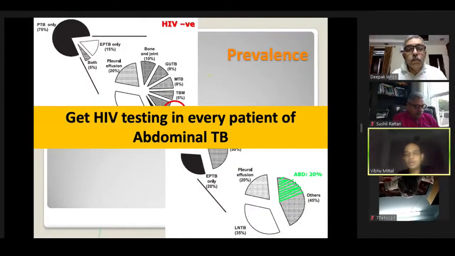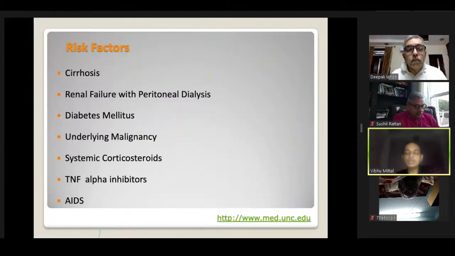Tuberculosis, you see. It is not just HIV which increases your risk of developing tuberculosis. Many other diseases increase the risk of developing abdominal tuberculosis. These include our common cirrhosis, then renal failure, individuals who are on peritoneal dialysis, diabetes mellitus, underlying malignancy with chemotherapy, and systemic corticosteroids.